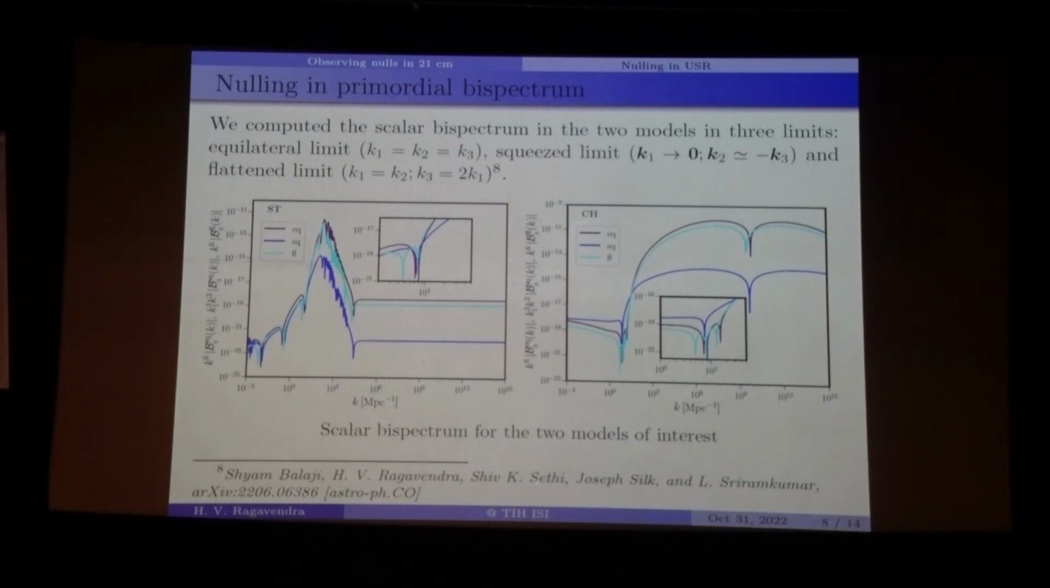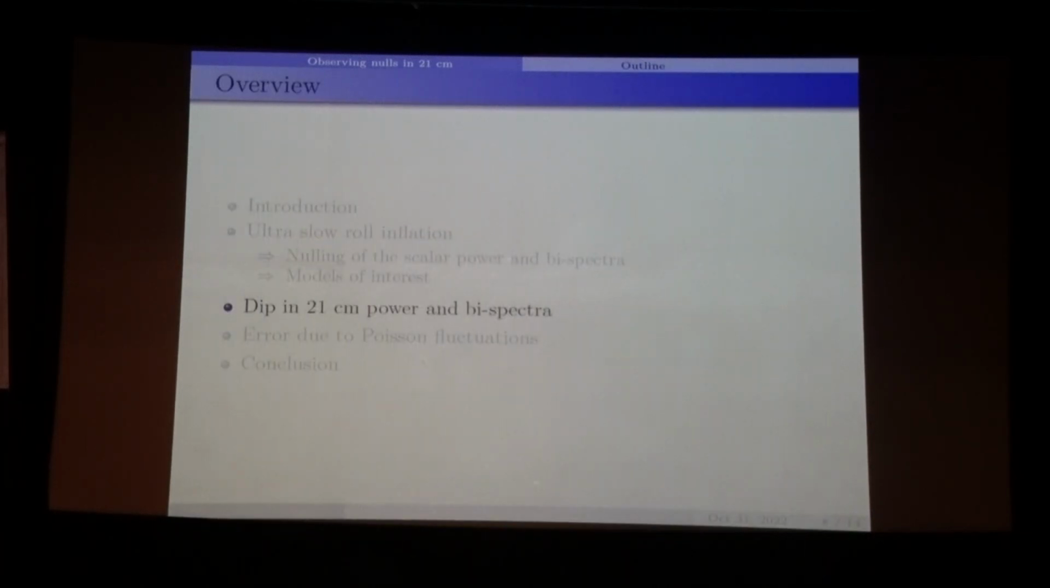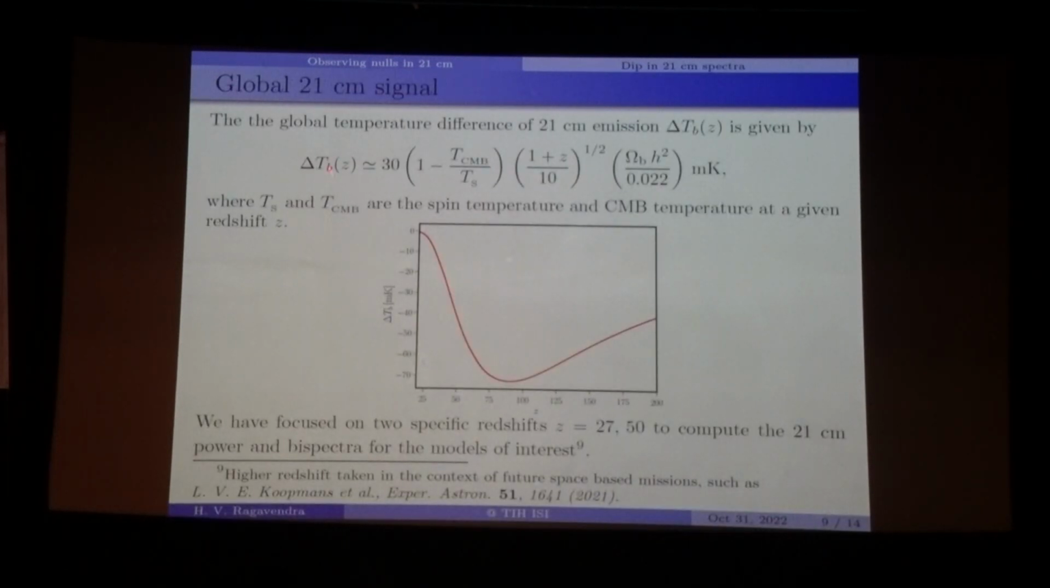So this is a generic dip that is observed across higher order correlations as well. Now I will briefly try to connect to the 21 centimeter signals. This we have all been seeing from the morning, that this is a well-known expression of the global temperature difference, and we use the standard canonical values of the lambda CDM parameters such as omega b and so on, and we have specifically focused on 2 redshifts to compute our observables of interest, particularly 27 and 50.